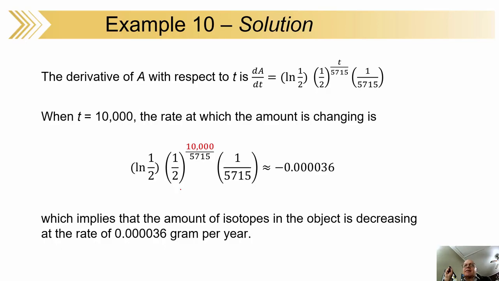So this says that the isotopes in the object, our carbon-14, are decreasing at the rate of 0.000036 grams per year, or 36 millionths of a gram per year is decaying.